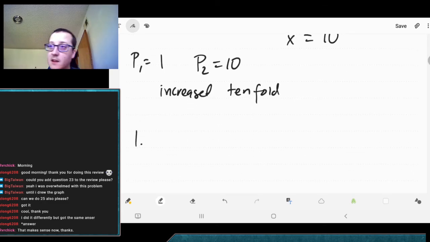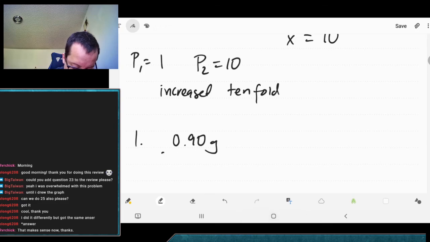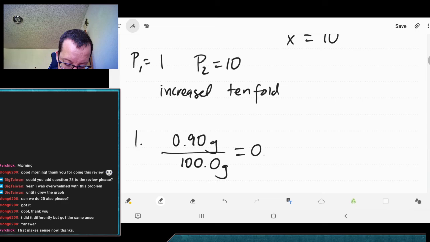So the first one says that the mass percent of the solution is 9%. However, we're given that it's 0.90 grams per 100 milliliters. So if it's 0.90 grams per 100 mils of solution, and the density is 1 gram per mil, we're assuming 0.90 grams over 100 grams. If we do that, we get 0.9%. So number 1 should be false then, because it's in fact 0.9, not 9.